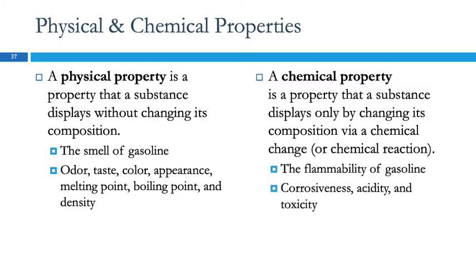A chemical property, on the other hand, can only be observed when the composition changes. So basically, chemical properties are descriptions of chemical reactions, of chemical changes. So gasoline we know is flammable. So when you demonstrate that and burn some gasoline, do you have gasoline left? No, you've destroyed it. That's a chemical change, and so the burning of gasoline is considered a chemical property. Others are corrosiveness, acidity, and toxicity.